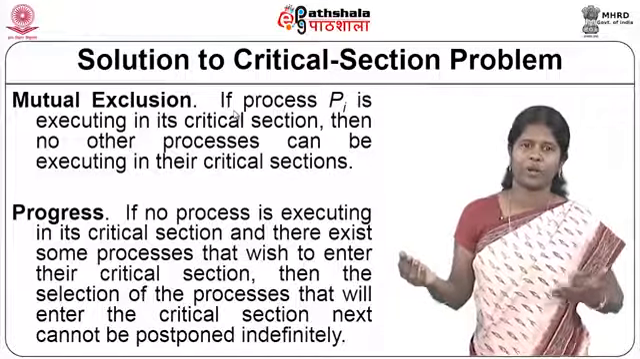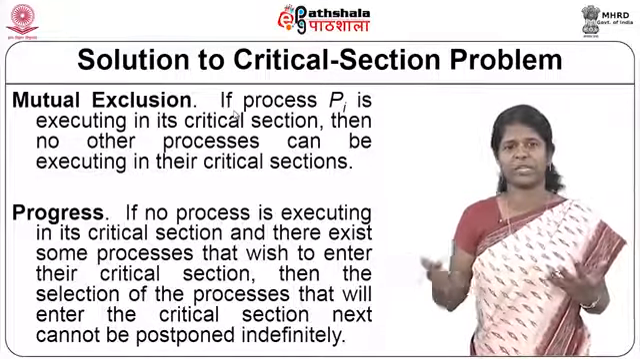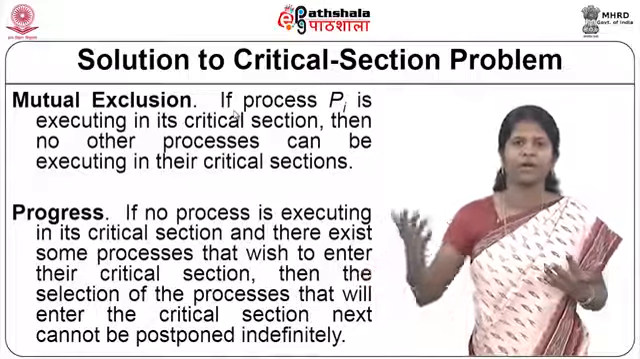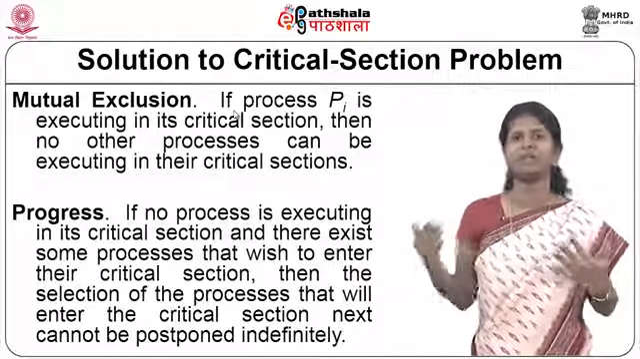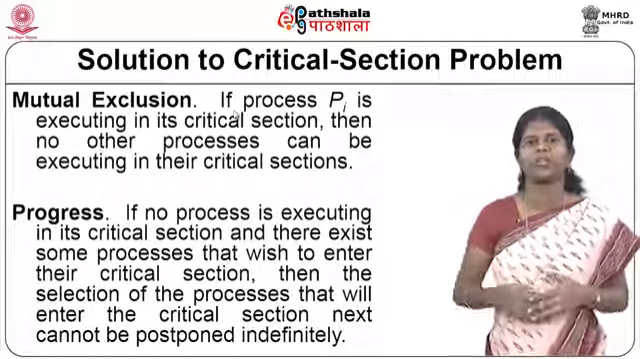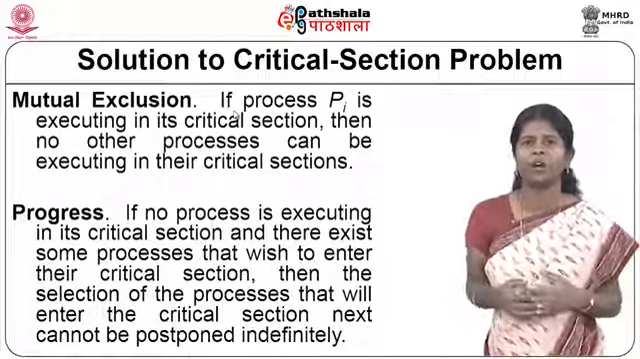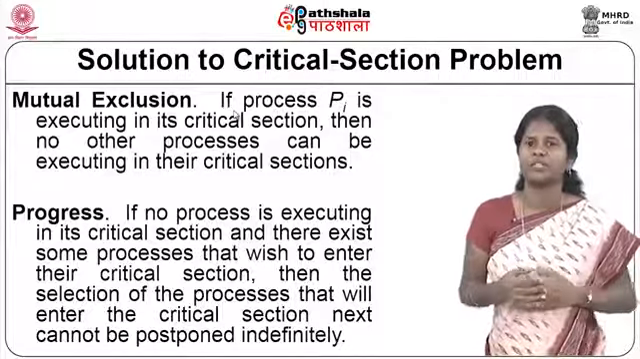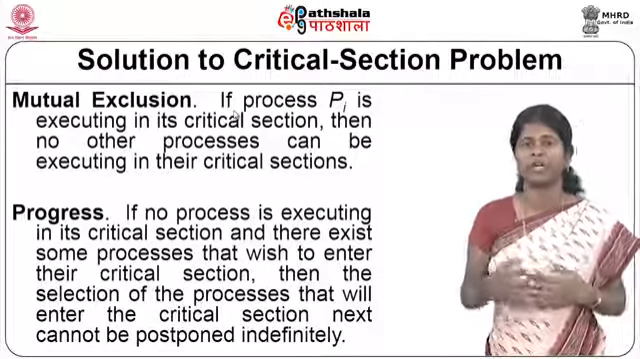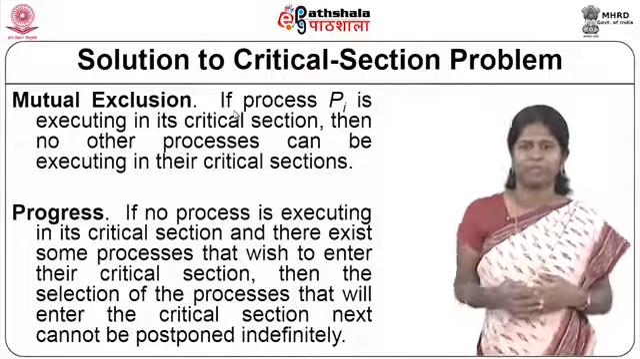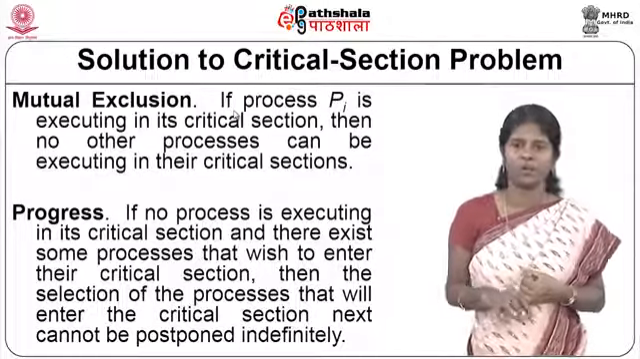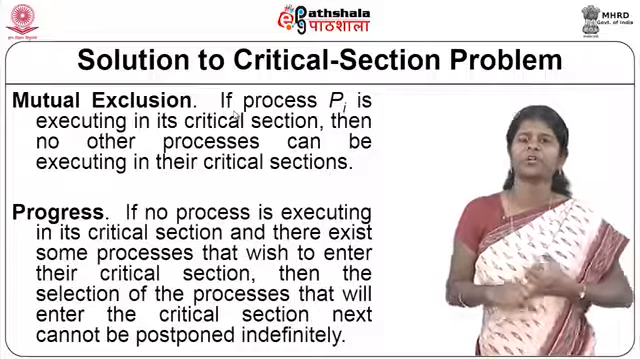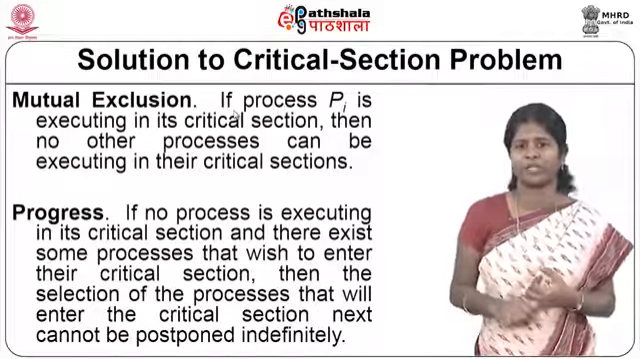So when a process is executing in its critical section, no other process should be allowed to execute its own critical section. So a solution to any critical section problem should be able to achieve, or should be able to ensure, mutual exclusion. And the second condition that a solution to a critical section problem should ensure is progress.